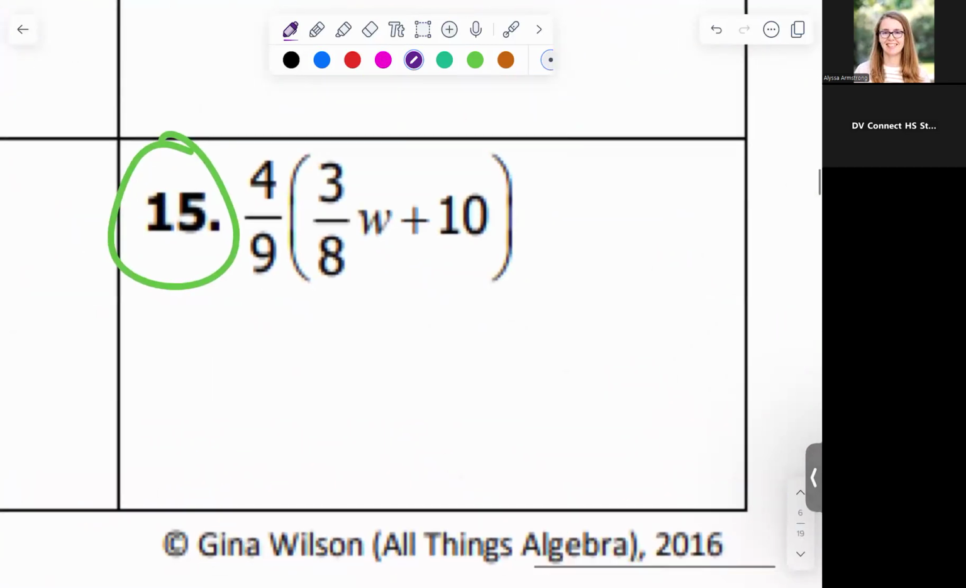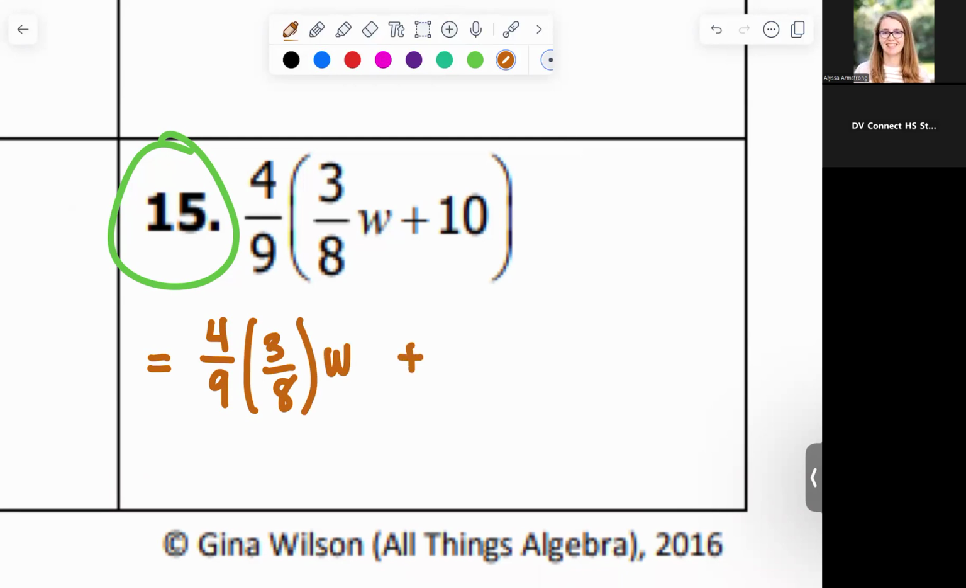My last one is fractions. I know you all love fractions so much. I wanted to make sure I went over it. You are distributing the fraction like so. I'm going to put the W on the outside and you'll see why in just a minute, but it all means the same thing. And then I have 4/9 times 10. Remember, 10 can be written as 10 over 1.